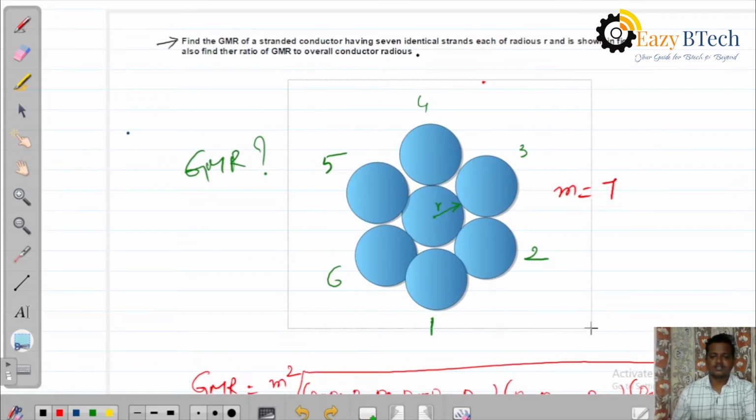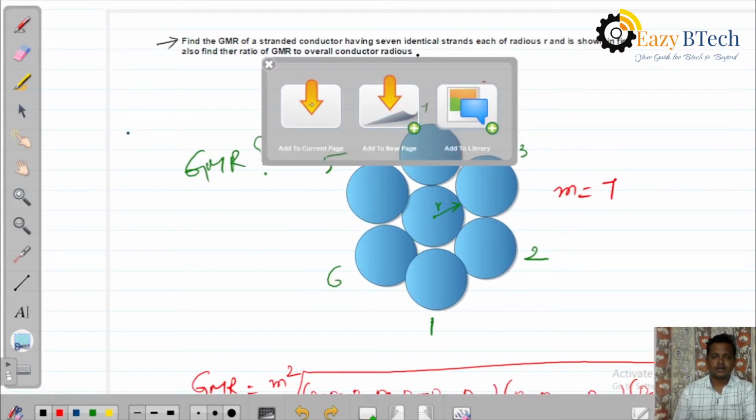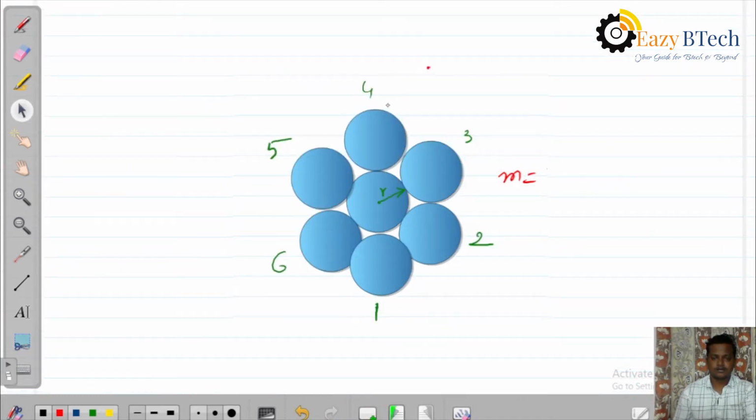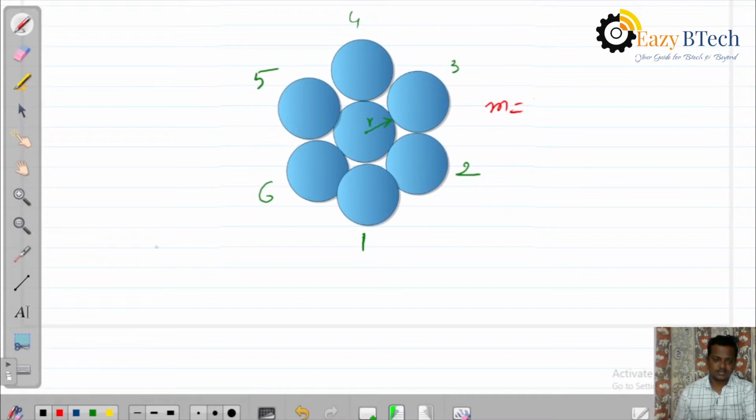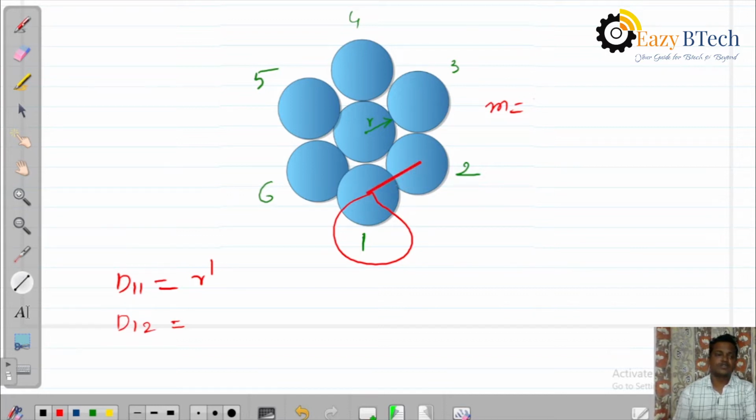I will explain from this diagram how to calculate the distances. Here the distance D11 equals the self distance of the conductor, it is r dash. Next, D12, how much is D12? The distance between conductor 1 and 2. This is the radius of the first conductor, this is also the radius of the second conductor. The distance from conductor 1 to conductor 2 is 2r. Therefore, it is 2r.